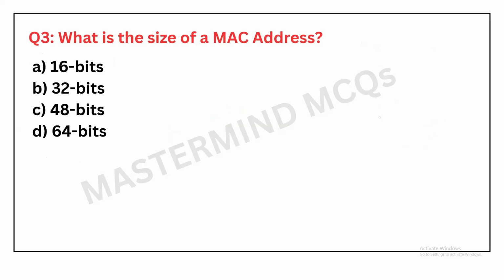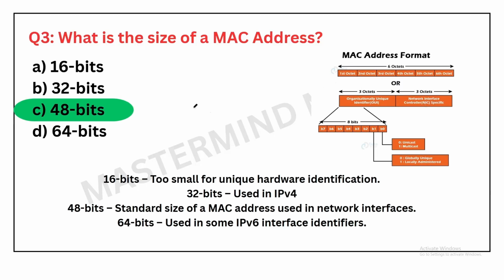Next question. Question number 3. What is the size of a MAC address? Option A, 16-bit. Option B, 32-bit. Option C, 48 bits. Option D, 64 bits. The right answer is option C, 48 bits.